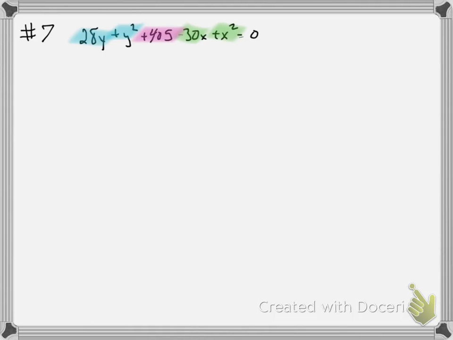So again, I'm kind of identifying the parts that need to go together. The y's and the x's need to go together, and the constant 405 is going to need to go to the other side. So put the x's first, and I leave space to complete the square. I put the y's next, and I leave space to complete the square. And then I'm going to move this constant 405 over to the other side. So I do that by subtracting, so it's going to be minus 405.